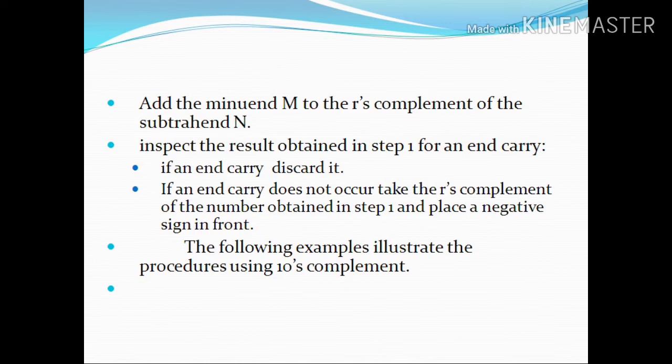So just in brief, for the r's complement I have to take the subtrahend and then add it to the minuend M. If the carry is coming, then we have to discard it. If the carry is not coming, then the resultant will again be complemented with the r's complement and a negative sign given in front of that number. So it will be your result. Let's take the example right now.